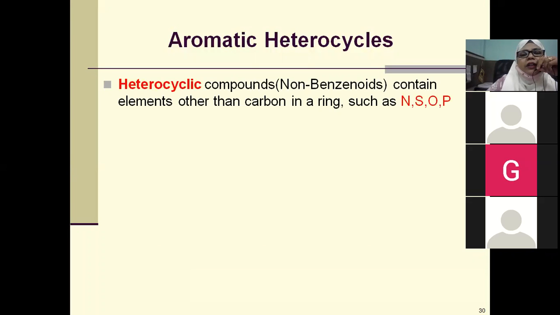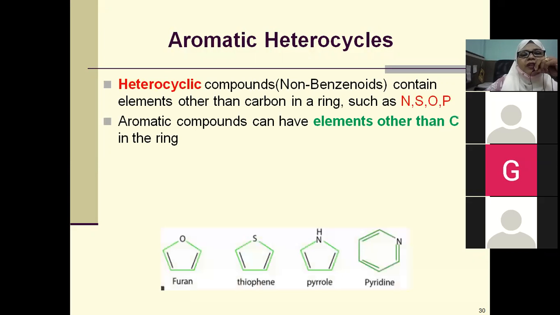Now we will see aromatic heterocycles. Okay, the non-benzenoids that I told you about, they are also organic compounds, but they have a heteroatom in their ring structure. So this is your aromatic heterocycles. Here we have heterocyclic compounds, that is non-benzenoids. They contain elements other than carbon in the ring, such as oxygen, sulfur, nitrogen, phosphorus, etc. So aromatic compounds can have elements other than carbon in the ring.